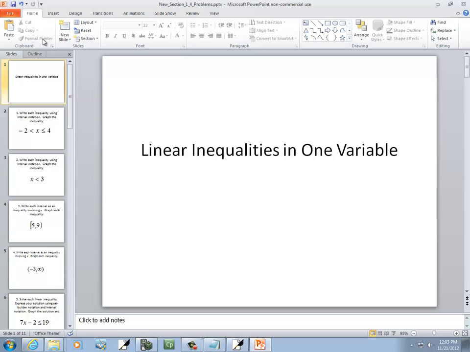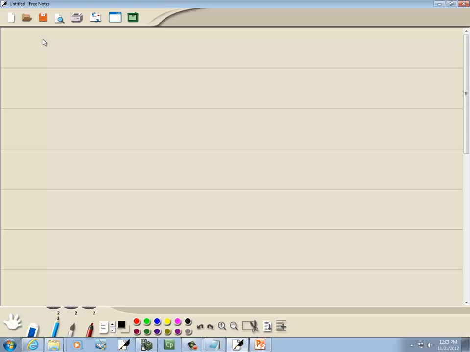Let's take a look at linear inequalities in one variable. Now we're going to have different forms, and I'll actually put numbers here instead of A's and B's. I think it clicks better with students.